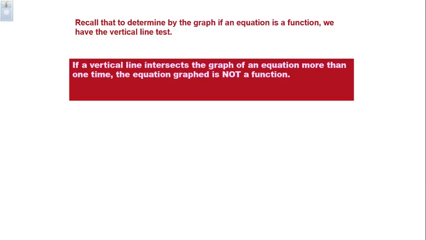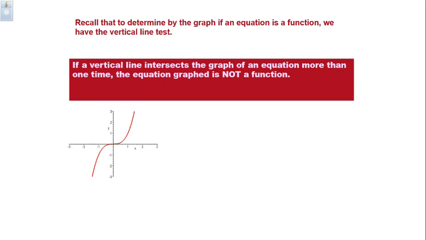Now, recall that we use the vertical line test to determine if a graph is a function, if a relation is a function. Now, there's another test to determine if a function is invertible, if it's one-to-one. We start out with a function, and then we use what we call the horizontal line test.